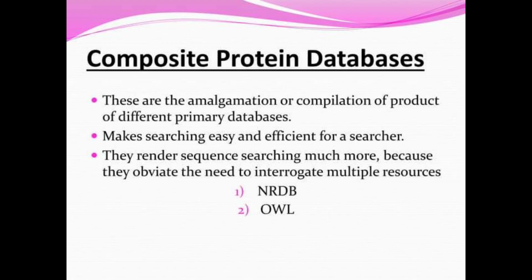Here are the composite protein databases. These are an amalgamation or compilation of products of different primary databases, so that the researcher can search in an easy and efficient manner. They render sequence searching much easier because otherwise one would need to interrogate multiple resources. Examples are NRDB and OWL.